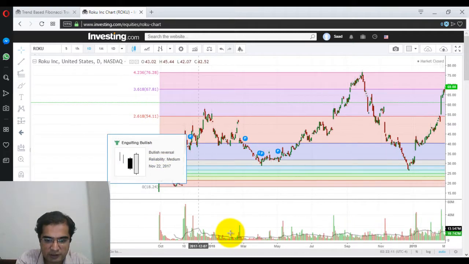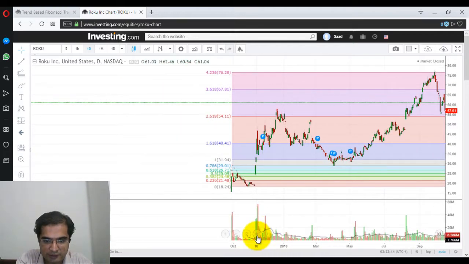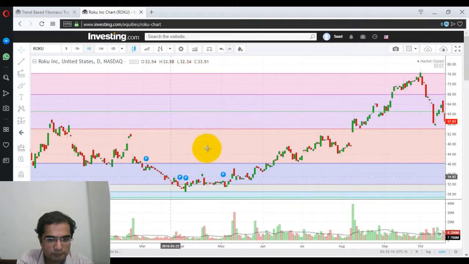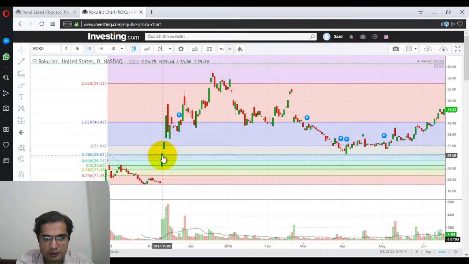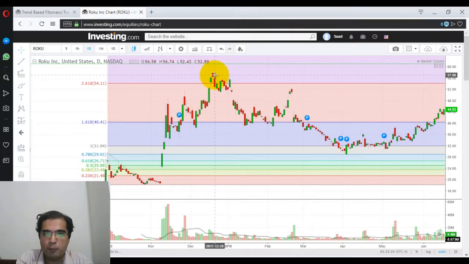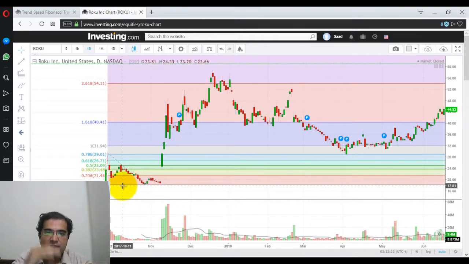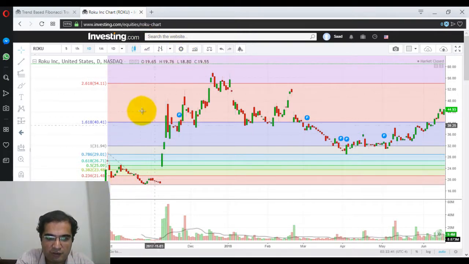So always remember this top band. If I just make it center and zoom in, and then again I make it center, this top number, once the price crossed it, it went bombastic. It went to $58.80, just straight up. So basically, that's what a trend-based Fibonacci extension is. It shows you the trend. You can easily see the trend.